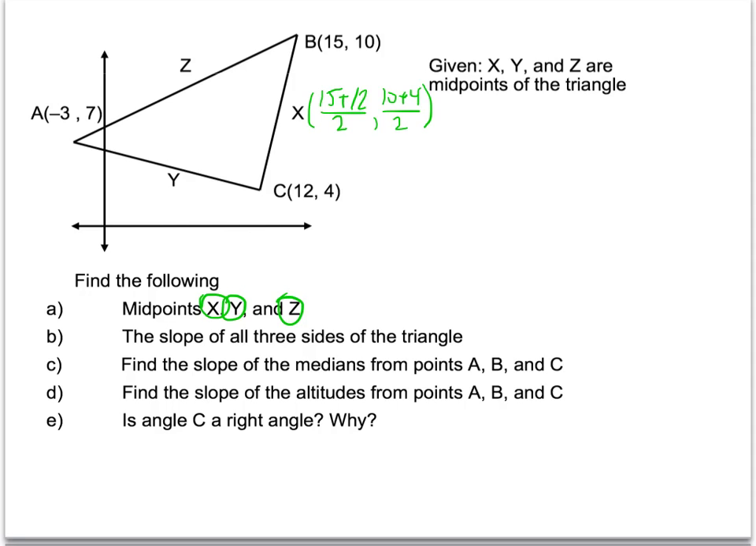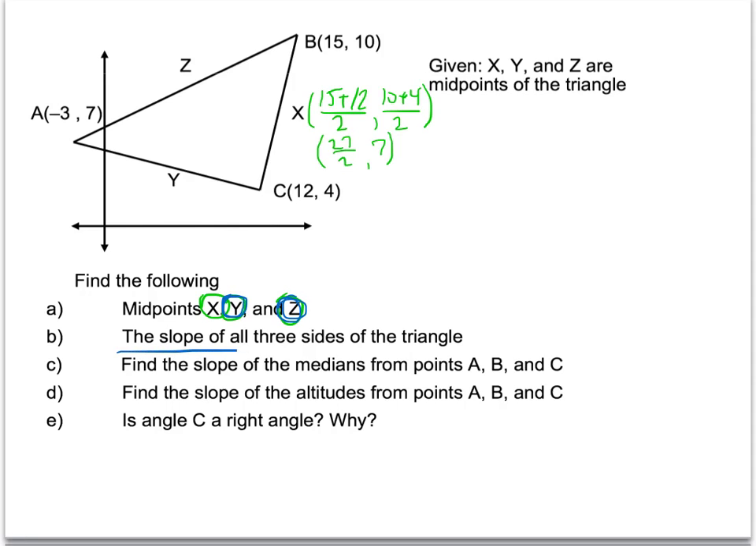And that ordered pair is going to be 27 halves. You can change that to 13.5 if you want, comma, 10 plus 4 is 14 over 2 is 7. All right, there's your x value. I should say midpoint for point x. Now, on your piece of loose leaf, I want you to give the midpoint for y and z. Do that one on your own.